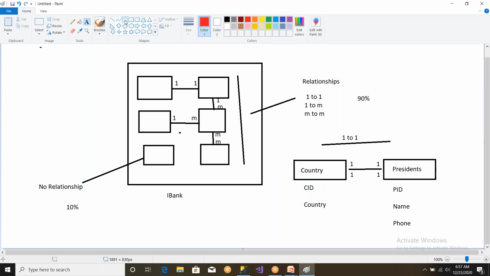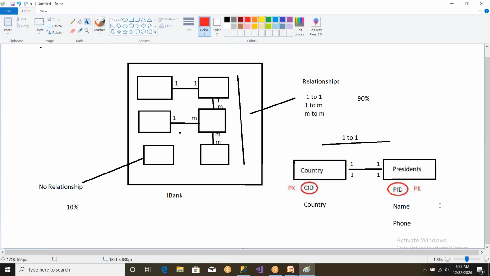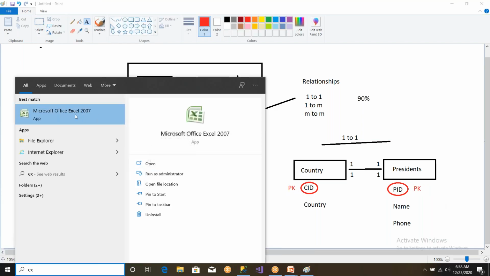So here I wanted to take this as a primary key. In this, it is a primary key. Clear? So what is the primary key? Country ID is the primary key. In this, president ID is the primary key. Let me create these two tables in Excel and show you.